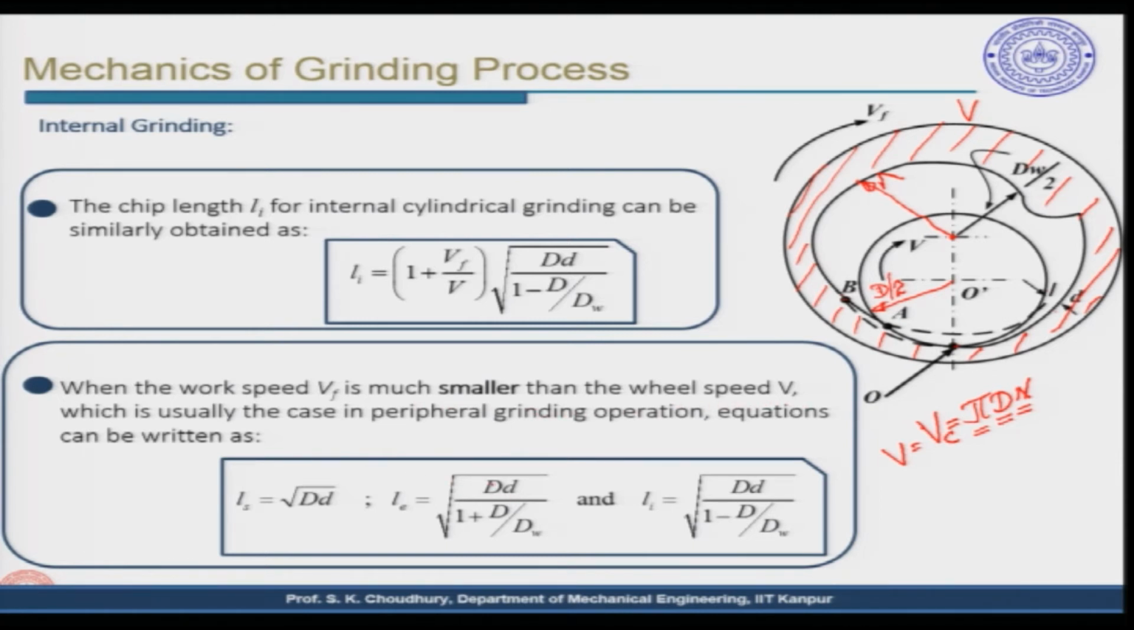Before that, I should tell you that if we look at the configuration of the internal cylindrical grinding, we can say that it will be similar to the external cylindrical grinding, except that the sign is different. In case of external cylindrical grinding, it was 1 plus D upon Dw, and in case of internal cylindrical grinding, it will be 1 minus D upon Dw. This is the only difference between the external cylindrical grinding and the internal cylindrical grinding.